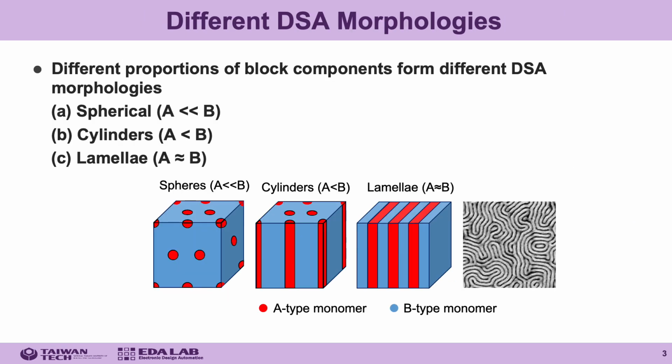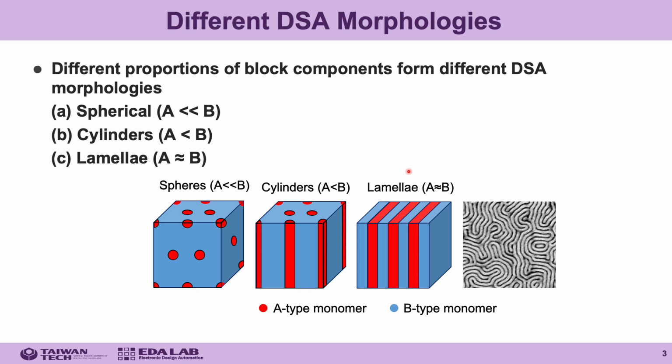The relative composition of diblock copolymers determines the preferred mode of assembly. As shown in this figure, when A-type monomers are much fewer than B-type monomers, the material forms a spherical morphology. With the increase of A-type monomers, the morphology transits from spheres to cylinders and then to lamellae.